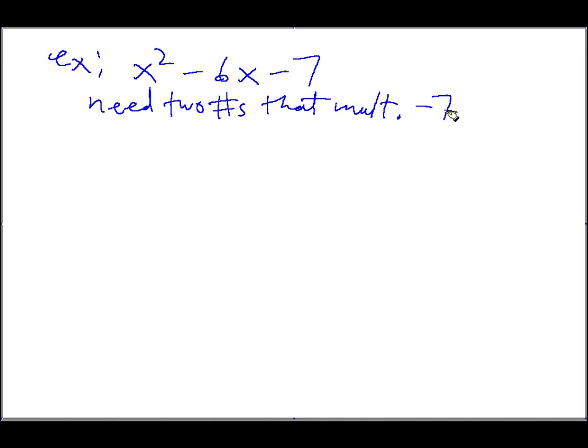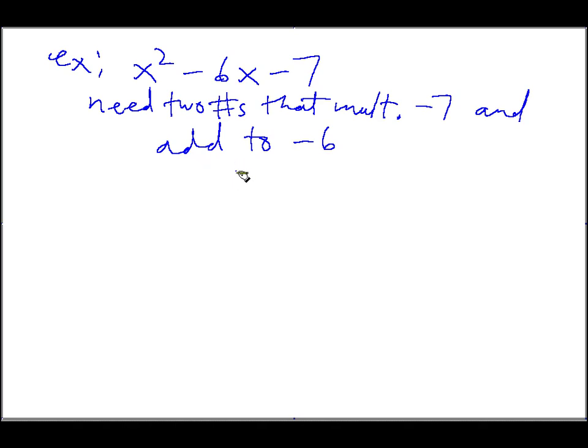So I need two numbers that multiply to -7 and add to what? Add to the middle number. Add to, which is what? -6. So the sign does matter here, right? So the middle number is -6. The last number is -7. I need two numbers that multiply to -7 and add to -6. Okay? So what two numbers will fit the bill here?